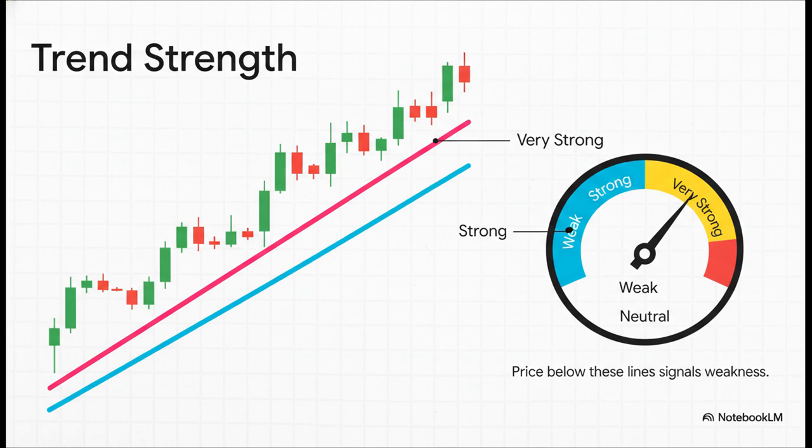But it's not just about the icons. NinjaMoku also gives you this quick little trend strength dashboard. You see these two lines here? They're just moving averages. All you got to know is, if the price is above the top line, the trend is strong. If it's above the bottom, even bigger line, the trend is very strong. It's a really simple visual check on the health of the move.